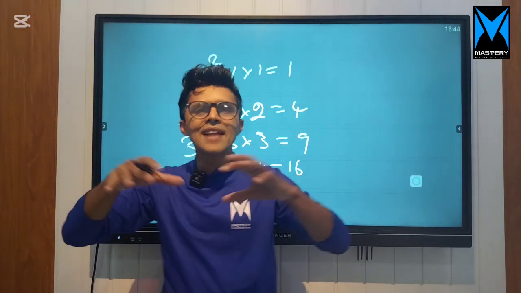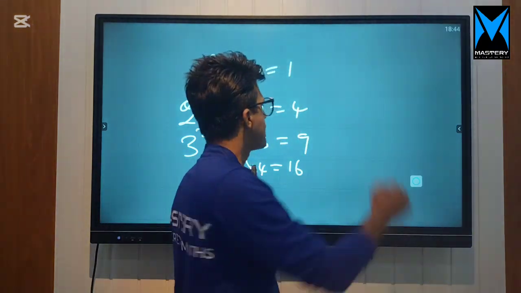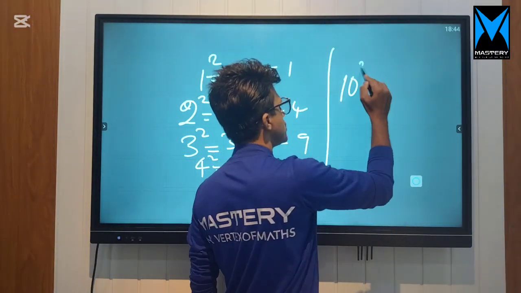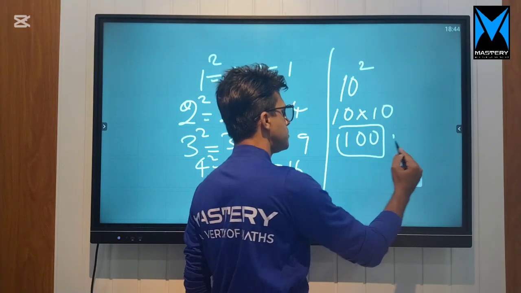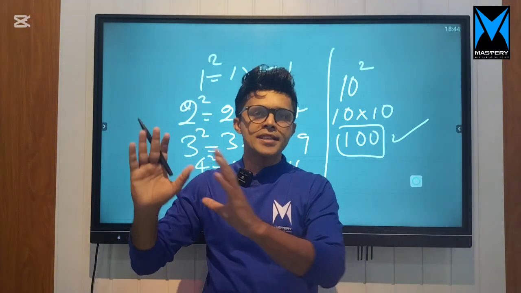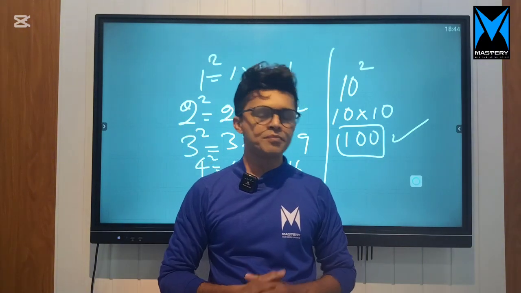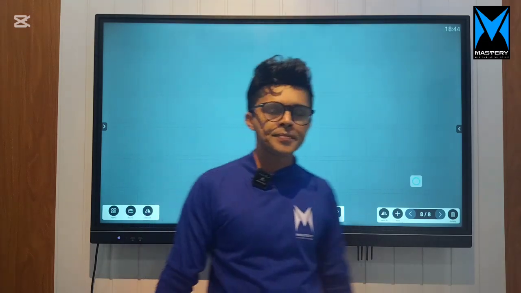If you want to get the 10th square number, how can you get it? It is 10 times 10, which is 100. This is the 10th square number. If you want to get the 20th square number, then 20 times 20, which is 400. Okay, so now you know about square numbers as well.